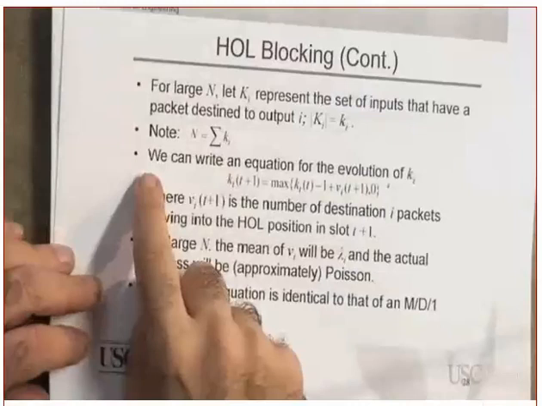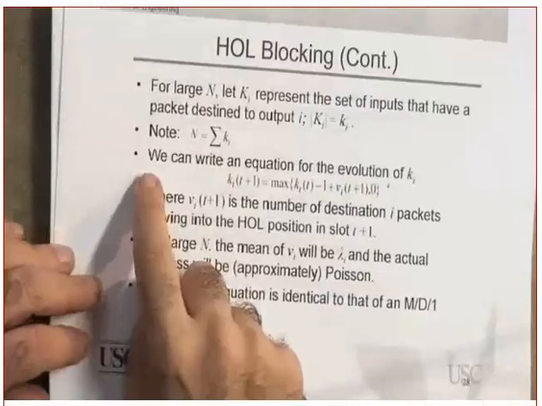N choose K, and how many input lines? N choose K times what? The probability that there is a cell destined to that particular output. What is that? P over N.